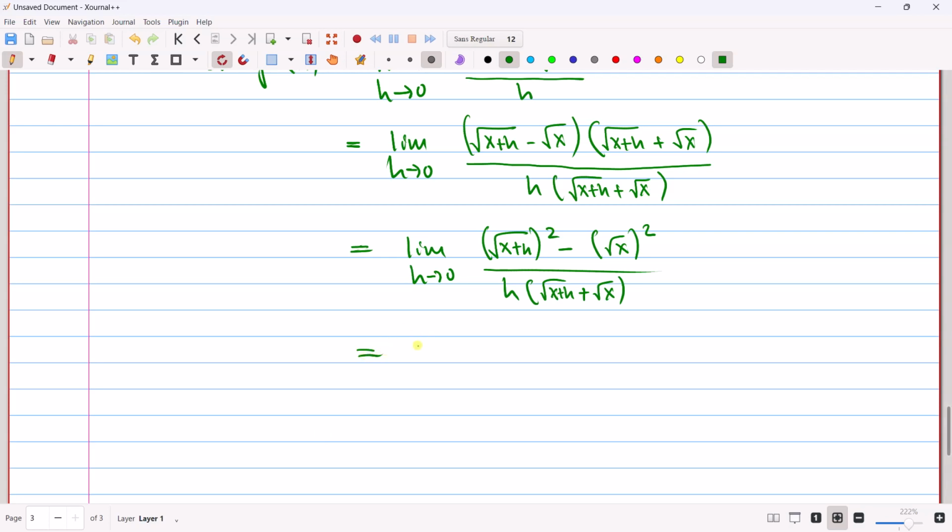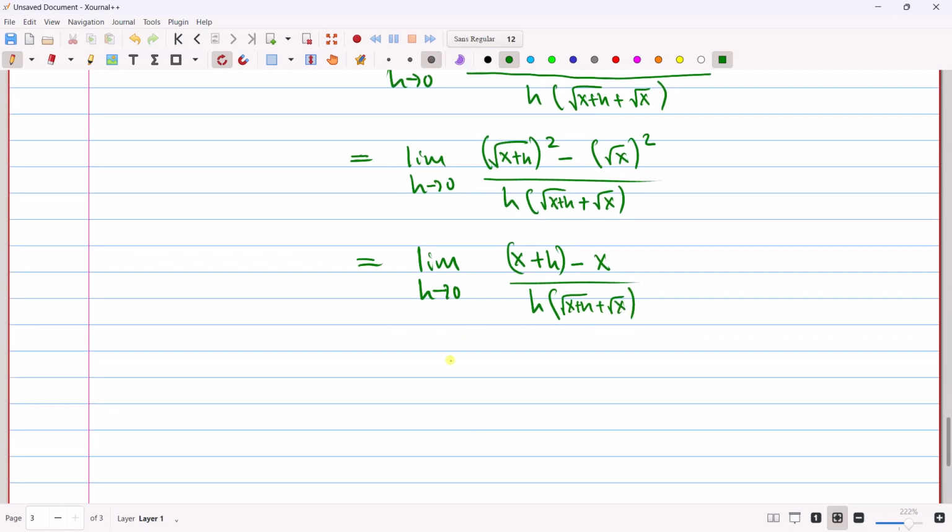But we know that when we square the root signs, what follows is x plus h, then subtracting x, over h, root of x plus h plus root x. Then what do we get? What we get now is the limit as h approaches 0 of what?